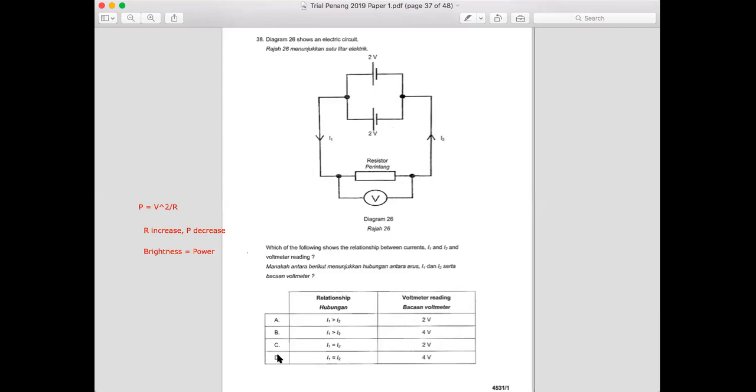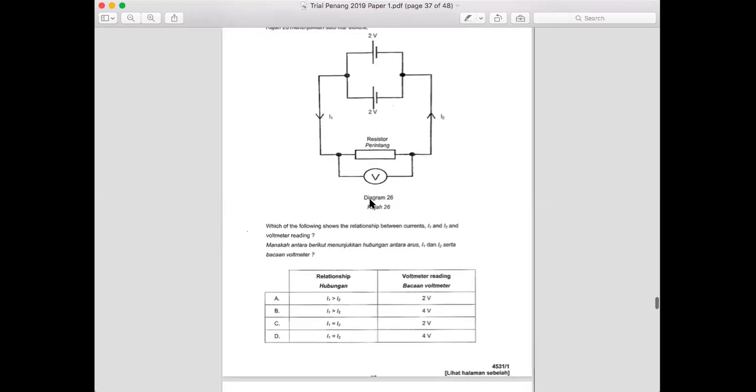Answer C. Okay, good. C is correct. Same current flow because I1 and I2 are the same. The voltmeter reads 2 volts because they are in parallel, right? The voltage across is always the same: 2, 2, 2.